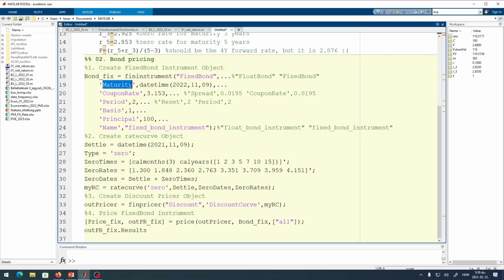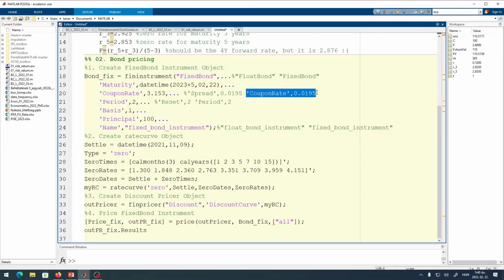Then we have also a maturity function which determines what the expiry time is. So let's say that it should expire. Right, let's calibrate that base 22 and just add 5 years. Okay, coupon rate.